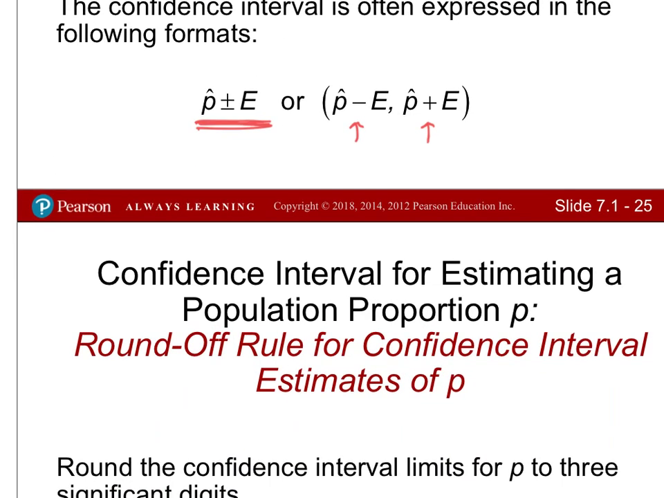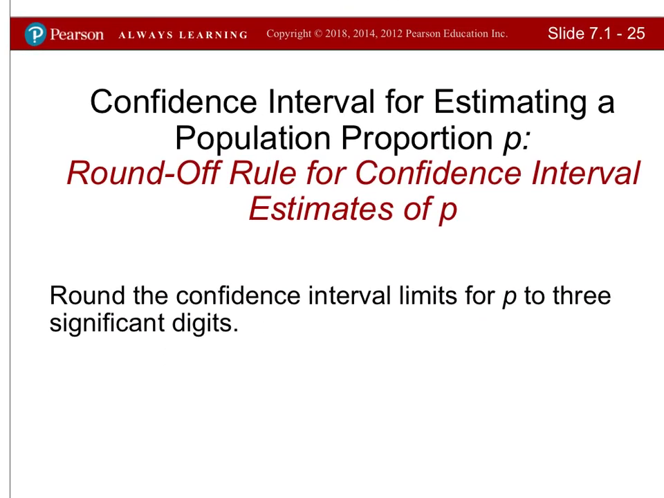Okay. So let's just look. Round off errors, round the confidence interval for P to 3 significant digits.